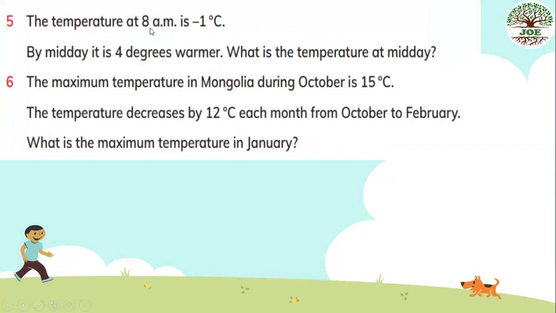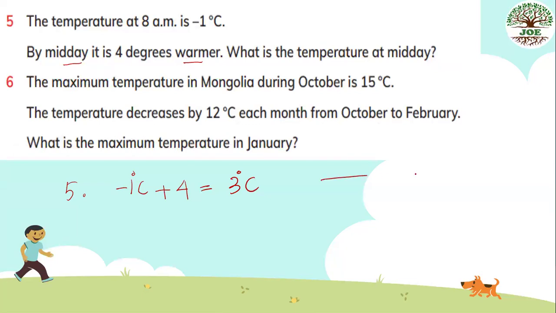Number 5, the temperature at 8 a.m. is negative 1 degrees Celsius. By midday, it is 4 degrees warmer. What is the temperature at midday? So recent is number 5. Recent temperature is negative 1 degrees Celsius. Warmer means we have to add 4 degrees Celsius. So the temperature is 3 degrees Celsius.